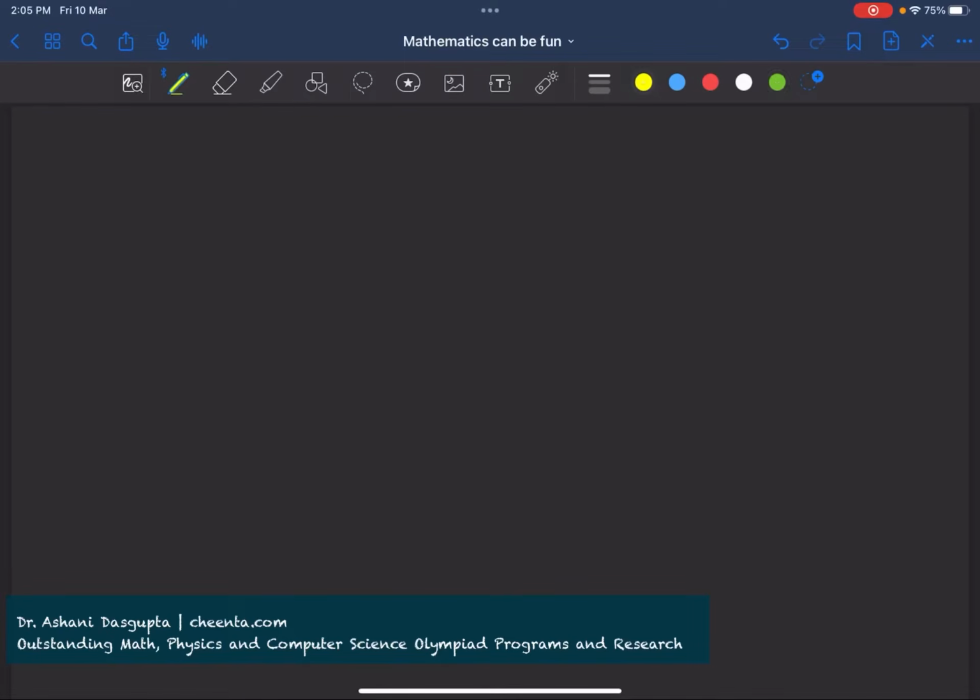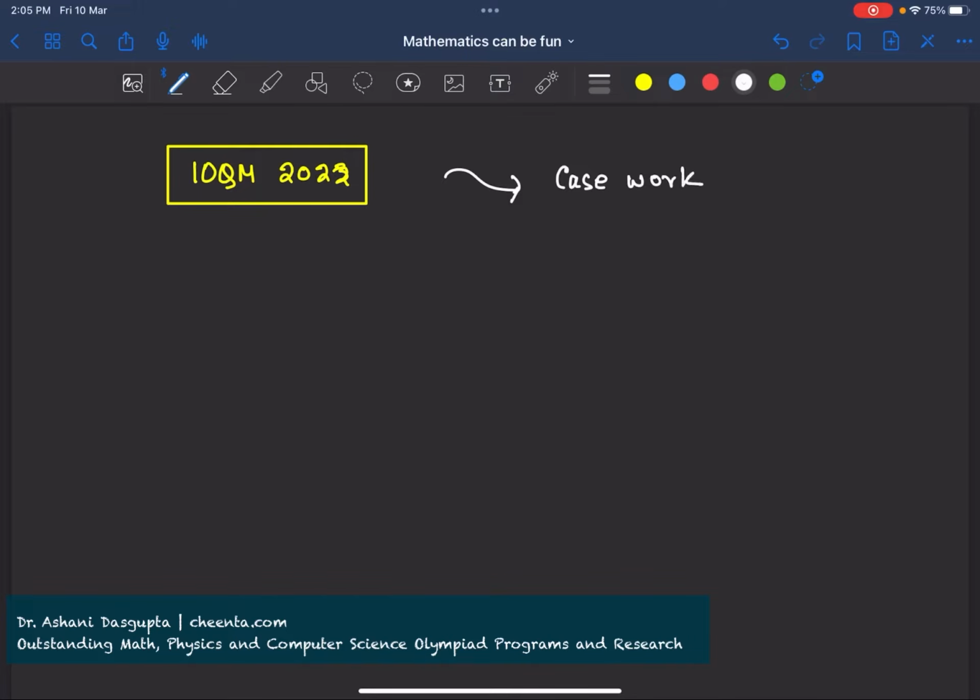Let's talk about this problem from IOQM 2022. We will learn a lot using this problem, so you can grab a pen and paper and work with me on this. So what are we going to learn? First of all, we will talk about casework. Secondly, we will use the star and bar method. And finally, we will do a little bit of number theoretic trick which categorizes numbers.